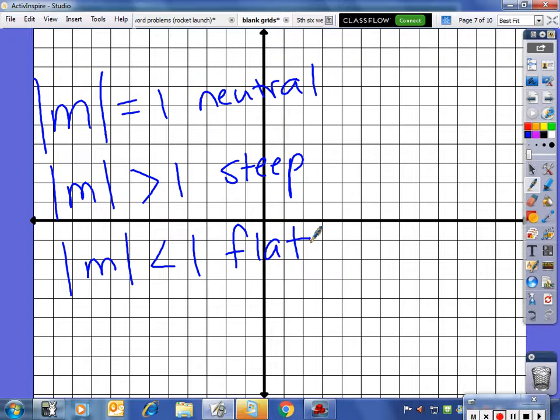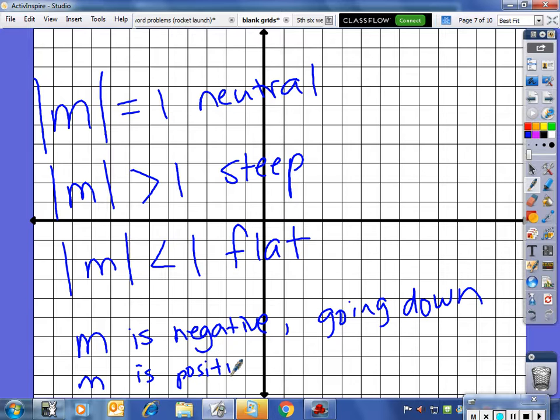Now, if we look at the sign, if m is negative, what does that tell us? Then the line is going down. If m is positive, then the line is going up. And I don't know if it's going to be going up steeply or up flatly until I actually look at the value of m. Take the sign off. The sign tells you up or down. Then just look at the value. If it's bigger than 1, it's steep. If it's less than 1, it's going to be flat. If it's exactly 1, then we call that neutral. It's right through the middle. So we talked about what slope does. Slope controls steepness and direction.